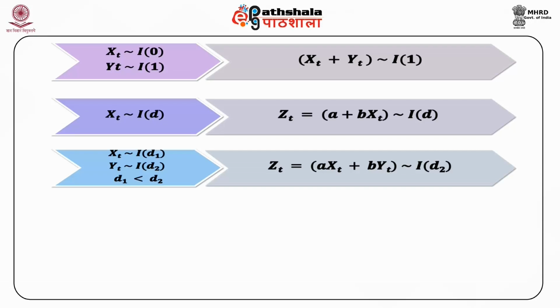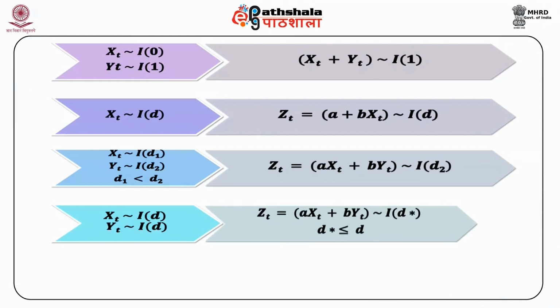And the last property is, if xt is integrated of order d and yt is also integrated of order d, then the function zt equal to a xt plus b yt will be integrated of order d star, where d star can be equal to or less than d.